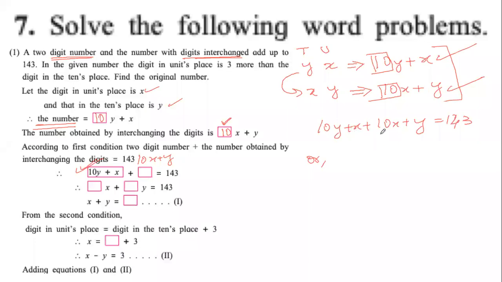It becomes x plus 10x, 11x, 10y plus y, 11y equals 143. So the fill in the blanks here will be 11 and 11. Now in the next statement, you are seeing that 11x has become x, 11y has become y. That means 11x and 11y have been divided by 11. That means to find this fill in the blank, we have to divide everything by 11.